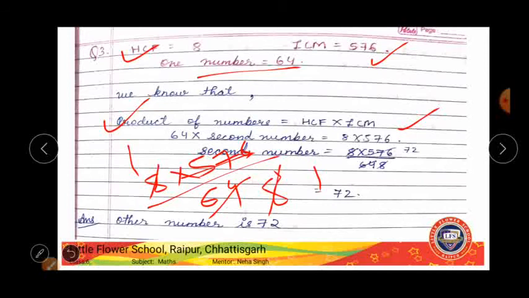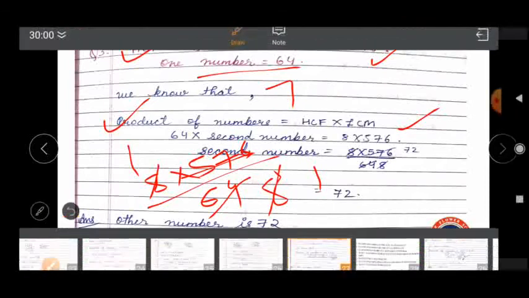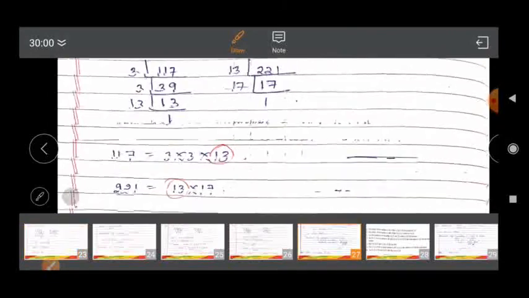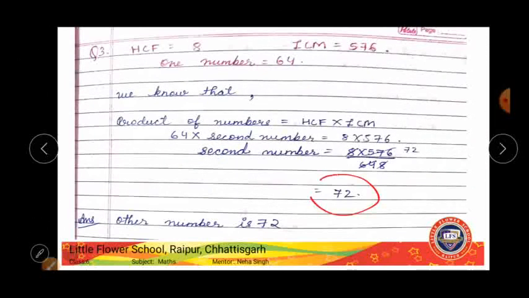We'll divide it with 8 here. 8 ones are 8, 8 sevens are 56, 1 carried, 8 twos are 16. So what is the other number we are getting? We are getting it as 72. Only the other number was asked, right? So we got the other number as 72.